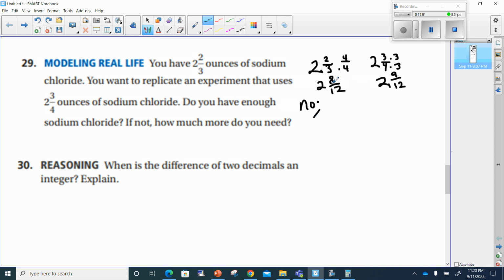I need, well, if I was to subtract this, right, I take the big number minus the small number, and then I keep the sign of the big number. So I would need 1/12 more, right? Because 2 minus 2 is 0, and 9 minus 8 is 1. So this would be 1/12. So I need 1/12 ounces more.